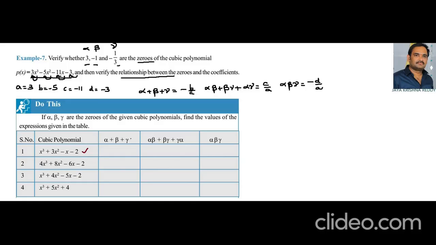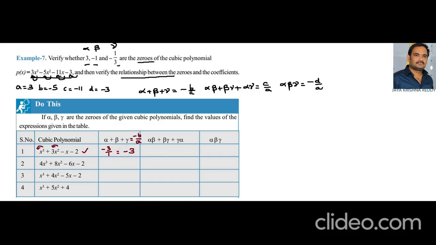What is the formula for alpha plus beta plus gamma? It is minus b by a. So what is here minus of, what is b? B means the coefficient of x square. It is 3, minus 3 by a, where a is nothing but the coefficient of x cube. So it is 1. So the result is minus 3.